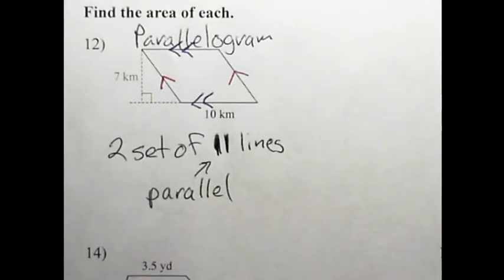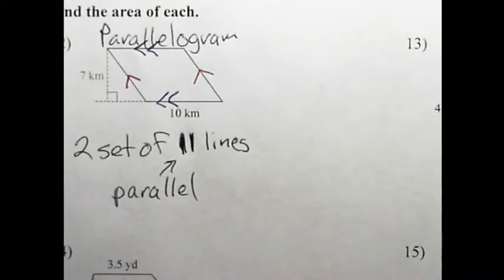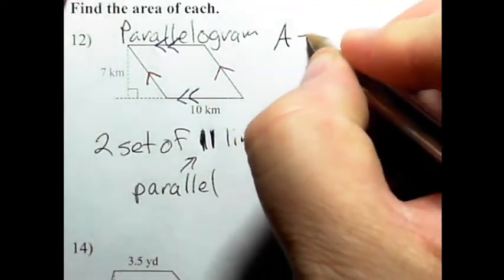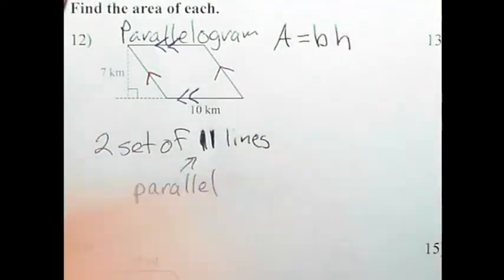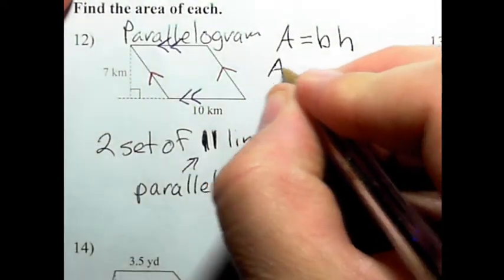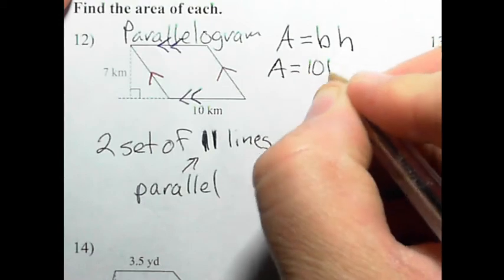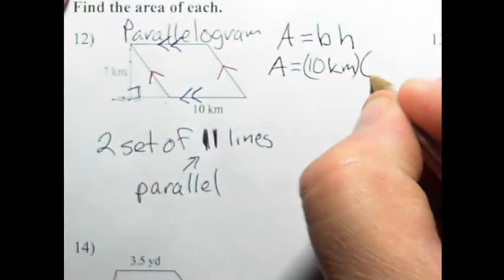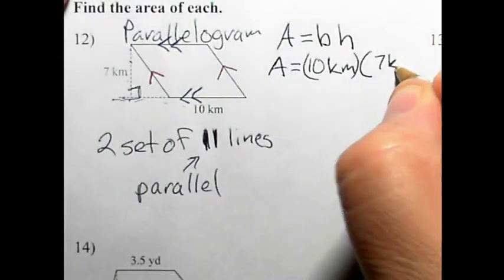Okay? Now, to find the area of a parallelogram, you just need the formula for the area of the parallelogram, which is the base times the altitude height. Now, the base is just 10 kilometers times the altitude height. I know the altitude height forms a 90-degree angle with the base, so that would be 7 kilometers.